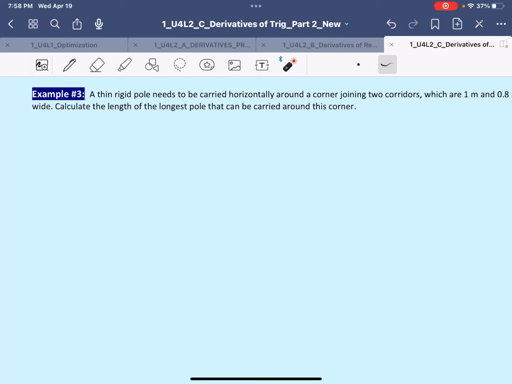We'll continue with example number 3 on the lesson about applications of derivatives of trig functions. Let's read the problem first. A thin, rigid pole needs to be carried horizontally around a corner joining two corridors, which are 1 meter and 0.8 meter wide. So we have to find the length of the longest pole that can be carried around this corner. Now let's try to picture the situation first.